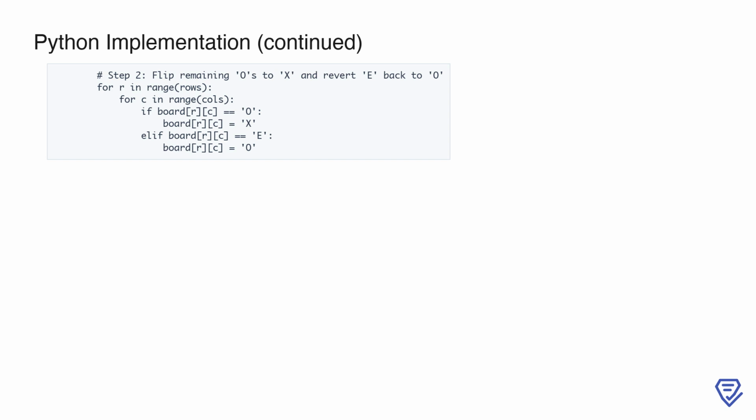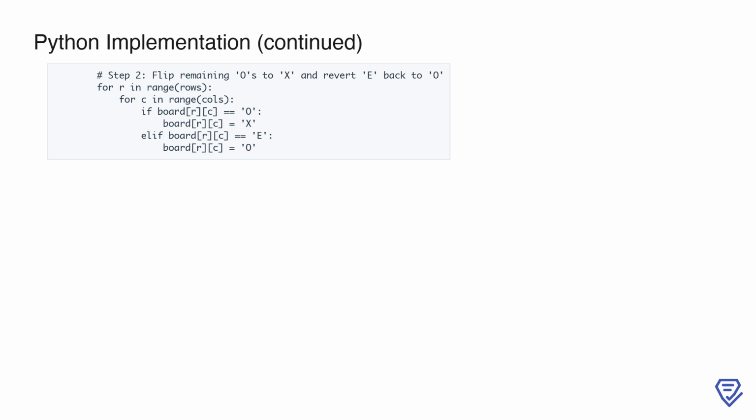After marking the border connected O's as safe, we move on to the second step. Here, we iterate over every cell in the board to finalize the transformation. If a cell still contains the character O, it means it is completely surrounded by X's and therefore needs to be flipped to X. On the other hand, if a cell was marked as E in the previous step, we revert it back to O since it belongs to the escape region and should remain unchanged. By the end of this process, the board is updated so that all surrounded regions are correctly flipped to X, while the safe regions connected to the borders are restored to O.